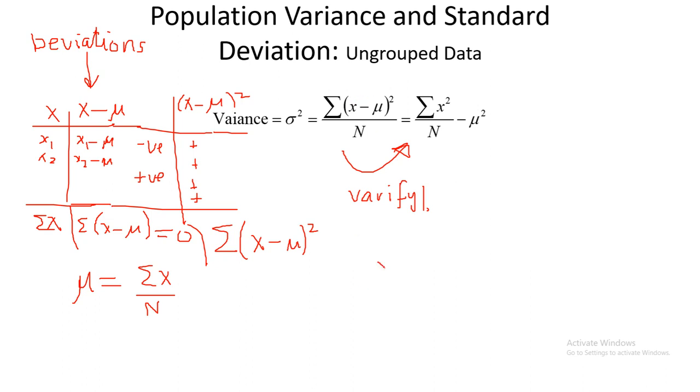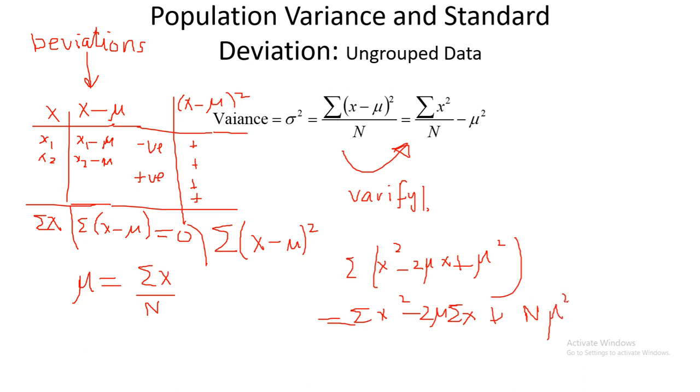Take the square. What is the square? x square minus 2 mu x plus mu square, right? And now apply the sum on it. It will become summation x square minus 2 mu, a constant, so the sum goes on x, and when the summation applies on mu square, it gives you n mu square. You know, when you apply sum on a constant, it gives you n times the constant. It depends on how many times you are adding. We are adding capital N number of times. Okay, and now if you simplify, you will see that you get exactly this answer.